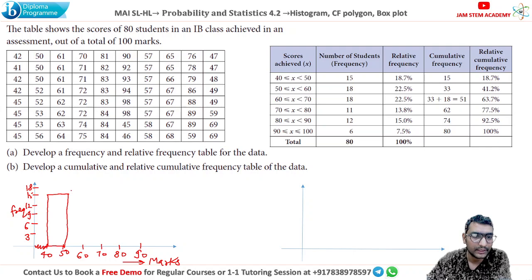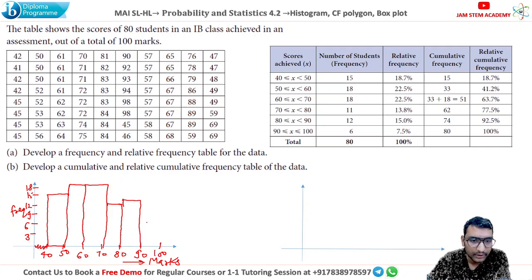Now for 50 to 60, 18 is the value. So draw another rectangle with a height of 18 units. Similarly for 60 to 70, another rectangle with height 18. Now for 70 to 80, it is 11, so draw a rectangle with height 11. And for 80 to 90, it is 12, so just a bit more than that. And 90 to 100, it is 6 only. So let's draw 6. Okay.